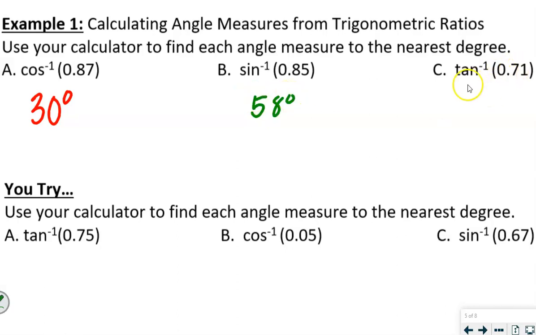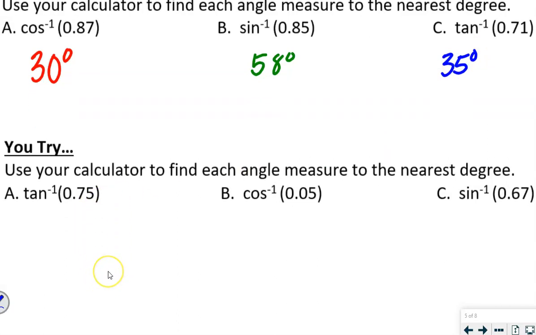Last one, the inverse tangent of 0.71, so again, second tangent of 0.71. This time, when you get on your calculator, you got 35.4, so that's going to round down to 35, okay? Remember, if it's 5 or above, you're going to round up. If it's 4 or below, you're going to keep it what it is. All right, do these, try them, and come back to me when you're done.